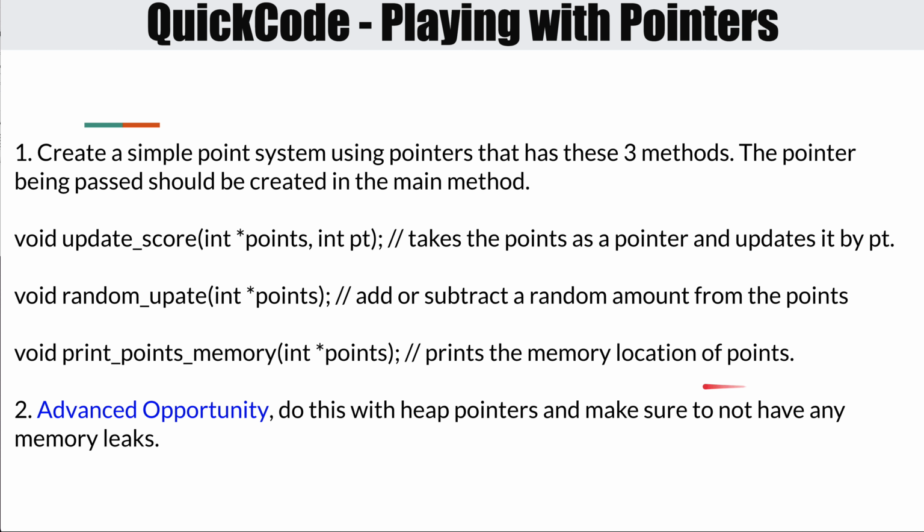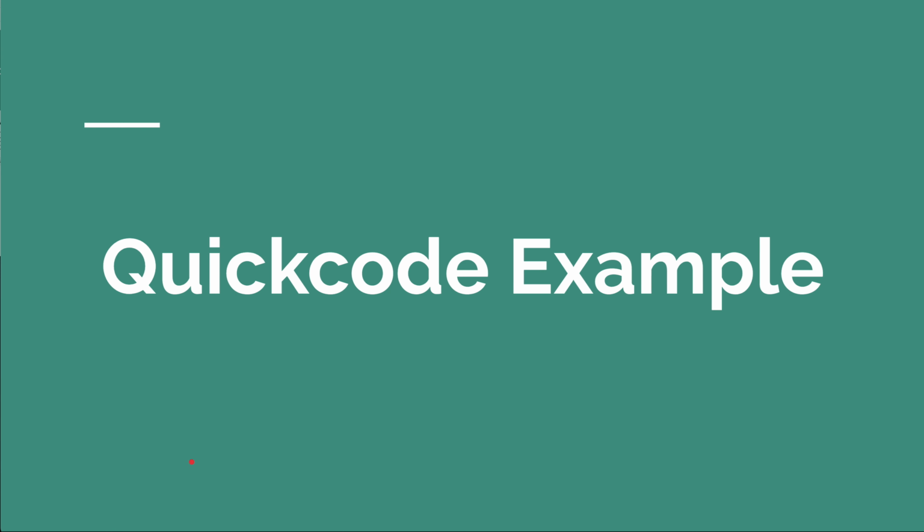Okay. Now you do have an advanced opportunity to do this with heap pointers and make sure to not have any memory leaks. Notice how I'm not requiring those yet, but you will start to get to points where heap becomes very important. In my second course, where we would do 2D game programming, you cannot do game programming without pointers. You need access to the actual variables. Okay. Now, our last piece is what does this quick code actually look like?